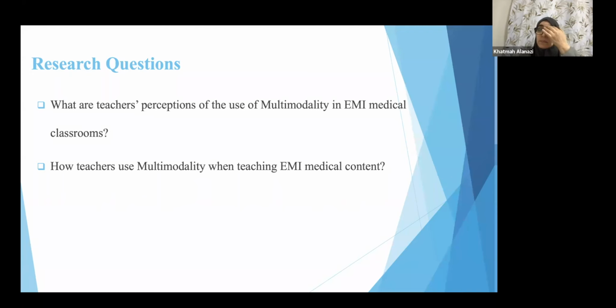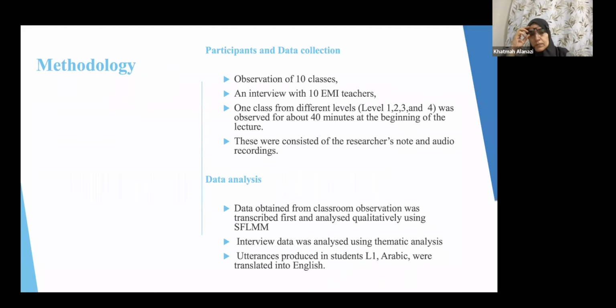We sought to answer the following research questions. What are teachers' perceptions of the use of multimodality in EMI medical classrooms, and how do teachers use multimodality when teaching EMI medical content? To answer these questions, we specifically looked at the data from the 10 observed classes and the 10 interviews from those observed teachers.